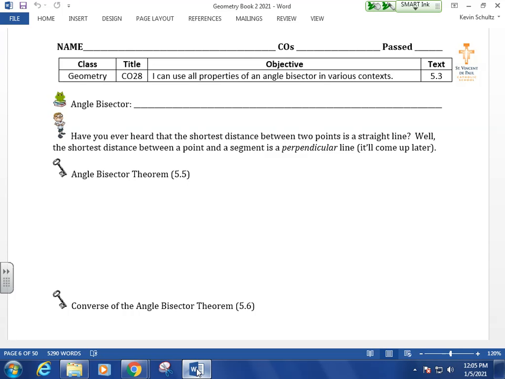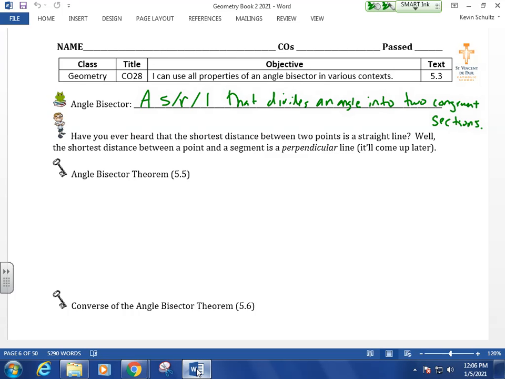But just because we don't want to use the word bisect in our official definition, we will define it as a segment, ray, or line that divides an angle into two congruent sections, or two smaller congruent angles. Okay, the segment, ray, or line that divides an angle into two congruent parts.